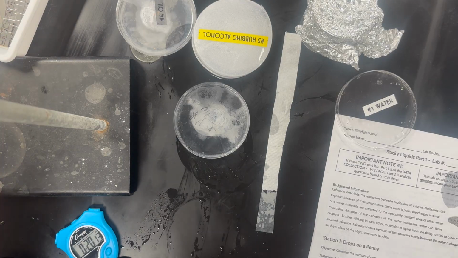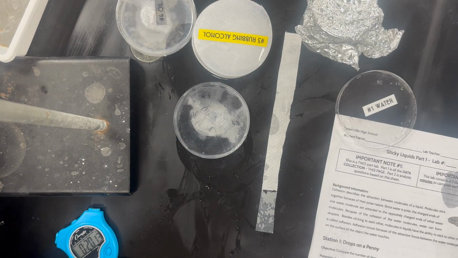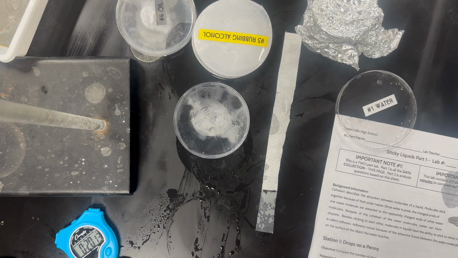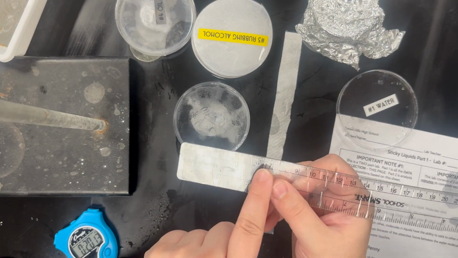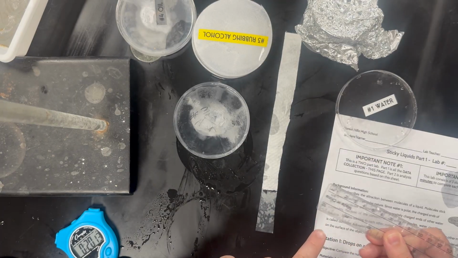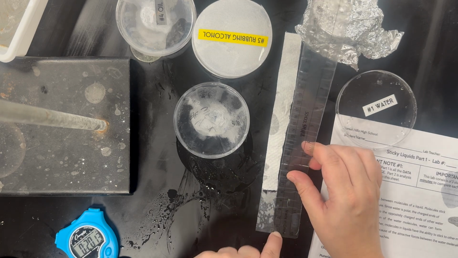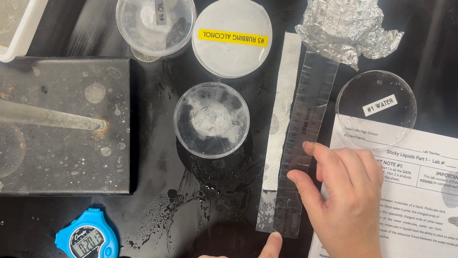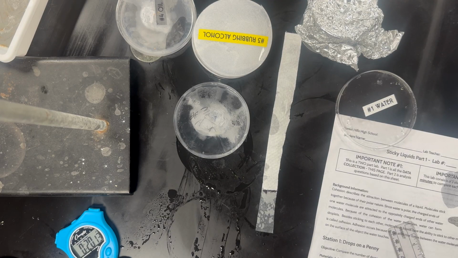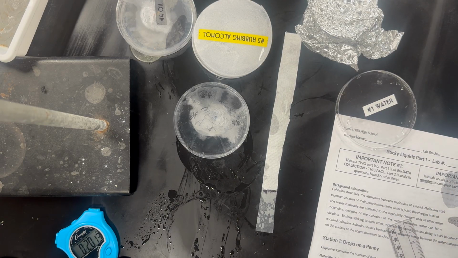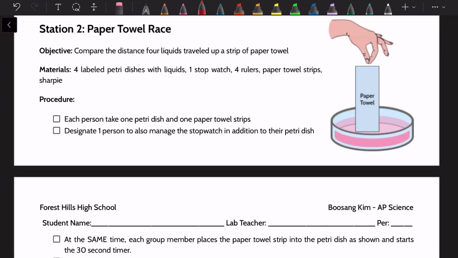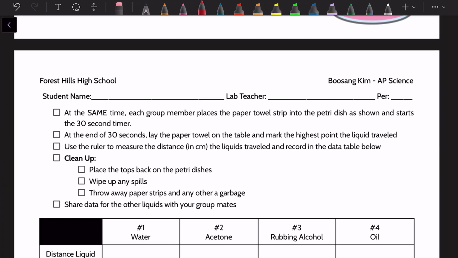So by the time you're ready to measure, if the water has evaporated, you still know where it went. Then what you're gonna do is measure using the centimeter side, you can see that, of our ruler, from the bottom to where that line is. Whatever that distance is, that is what you are going to record. Again, you're doing one paper towel, but everyone in your group is going to be doing a different liquid. Off to the next station. After paper towel race, again, you're writing down the distance in centimeters the things have traveled.